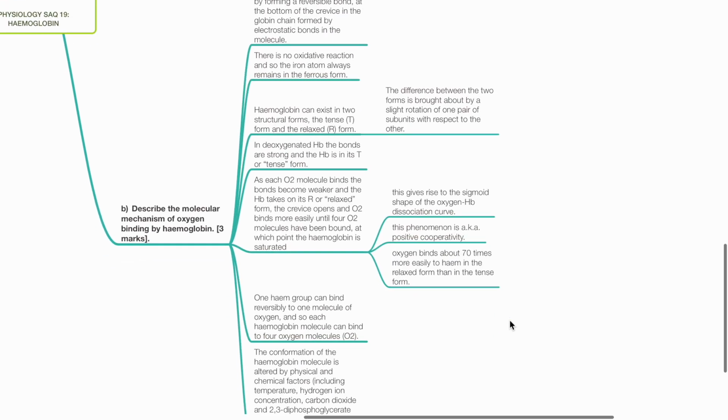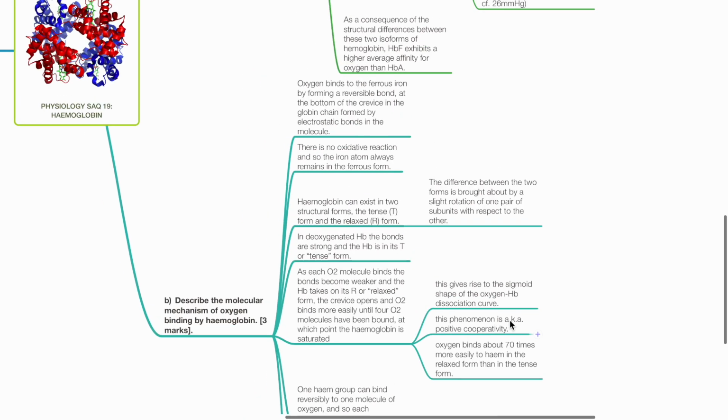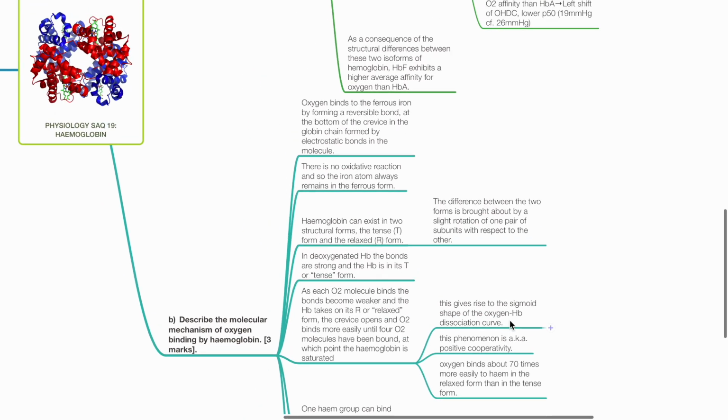B. Describe the molecular mechanisms of oxygen binding by hemoglobin. Oxygen binds to the ferrous ion by forming a reversible bond at the bottom of the crevice in the globin chain, formed by electrostatic bonds in the molecule. There is no oxidative reaction, so the iron atom is always in the ferrous form, Fe2+.